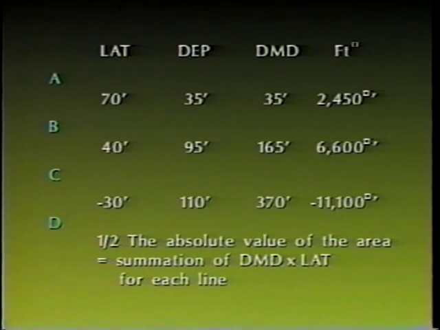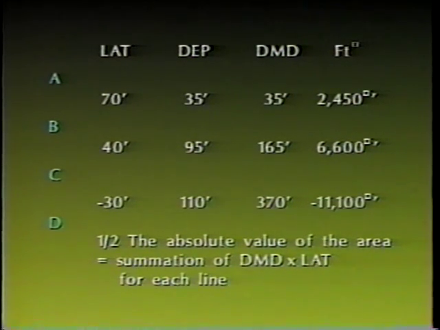The fourth column lists DMD. Under this heading, list in column the DMD for the corresponding line. The fifth column is square feet or double area. Under this heading, you will have two columns, a plus and a minus. Under the appropriate column, plus or minus, list the double area for the corresponding line.